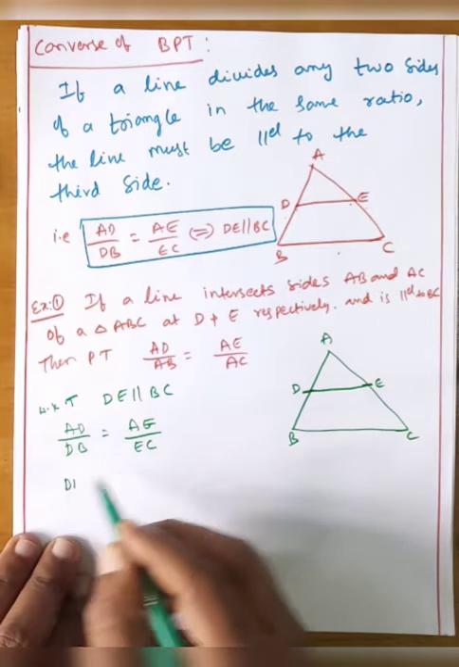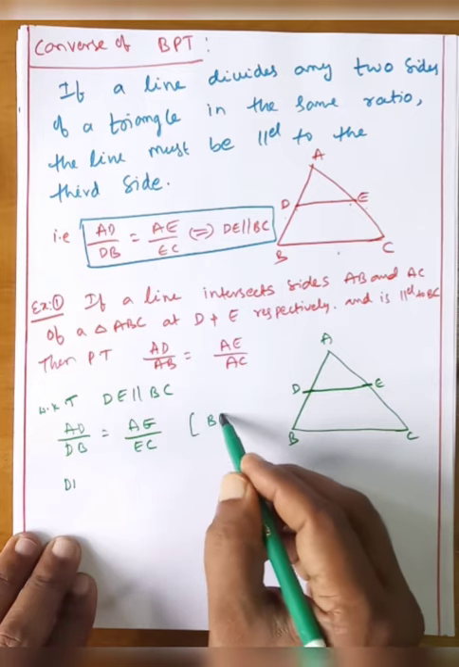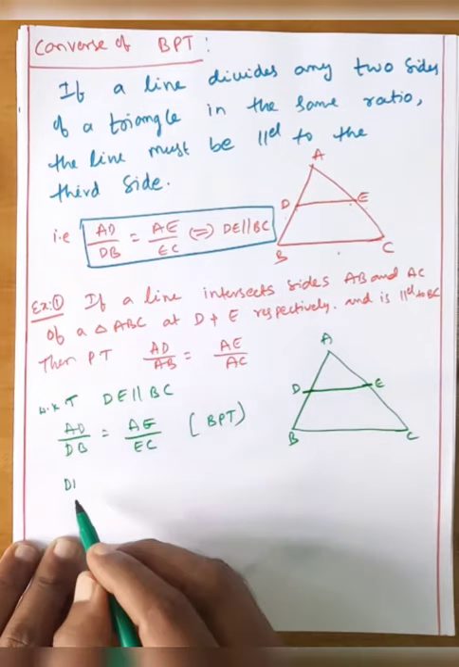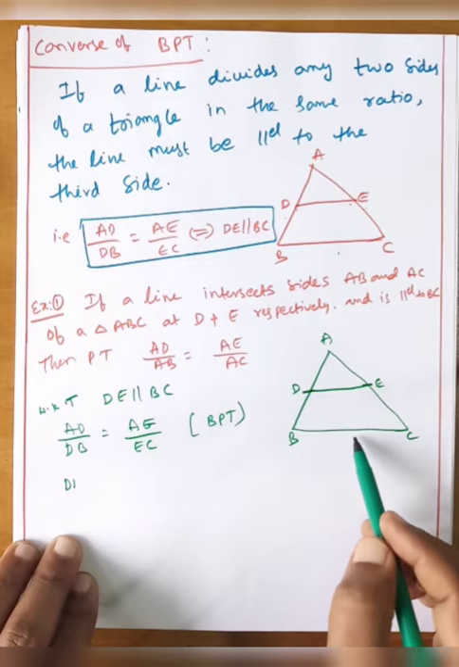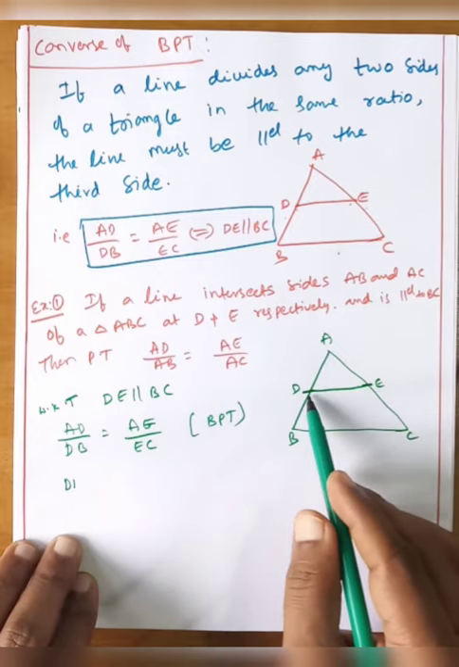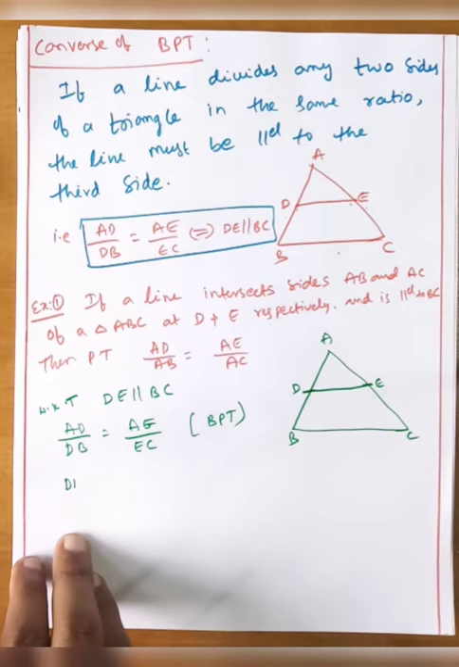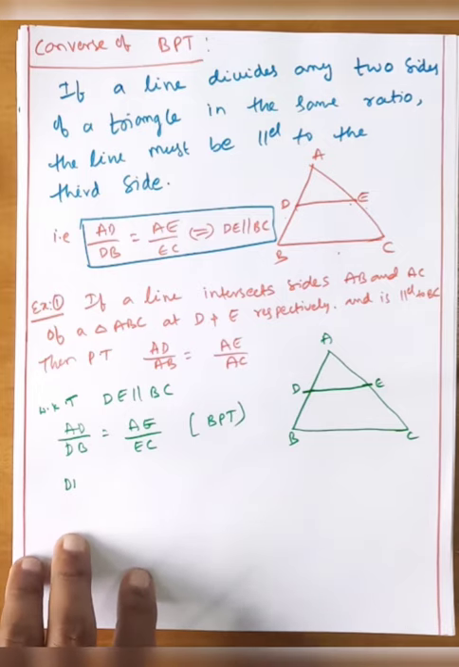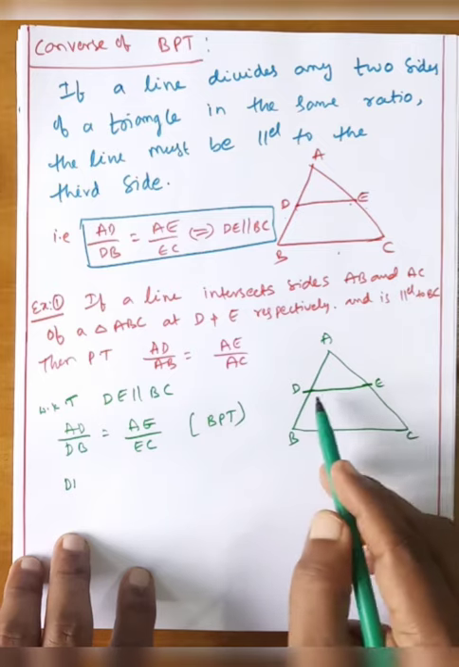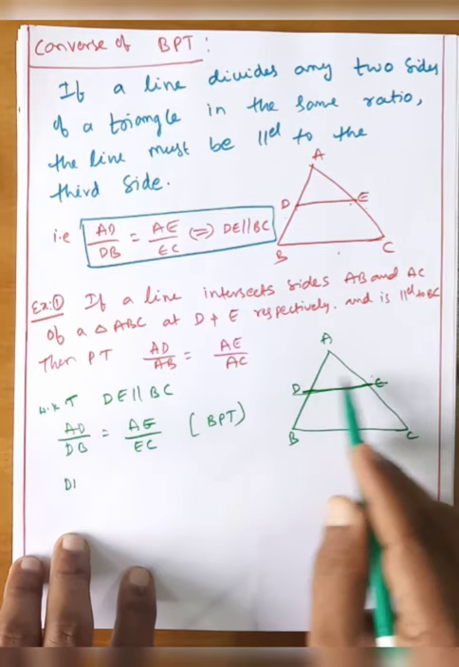Now, the reciprocal, by the basic proportionality theorem, BPT. If one line is parallel to the third side, then the line divides the other two sides of the triangle in the same ratio.